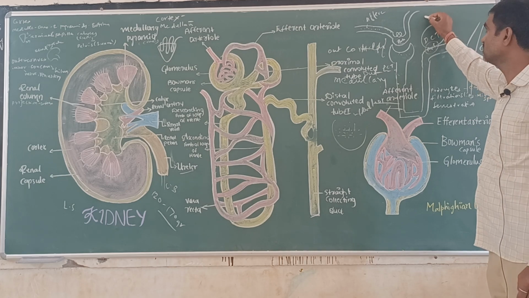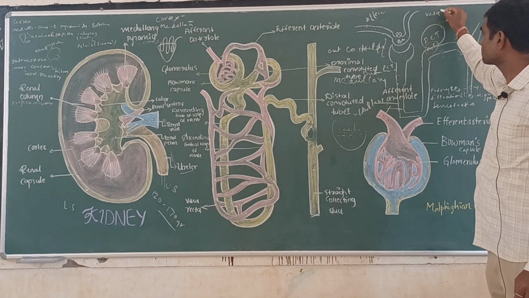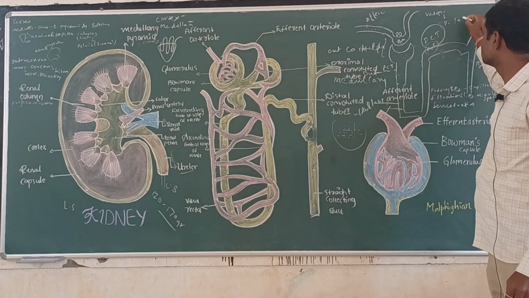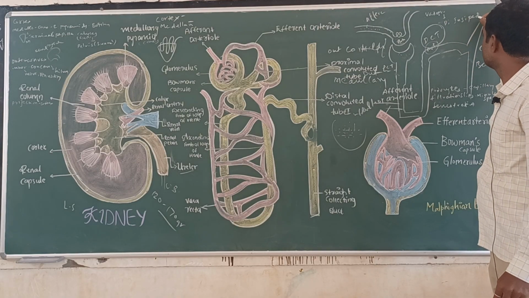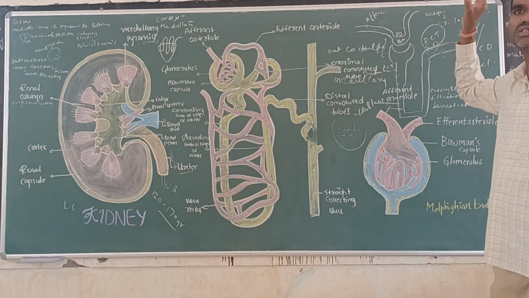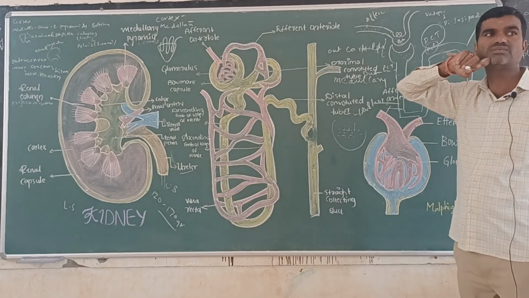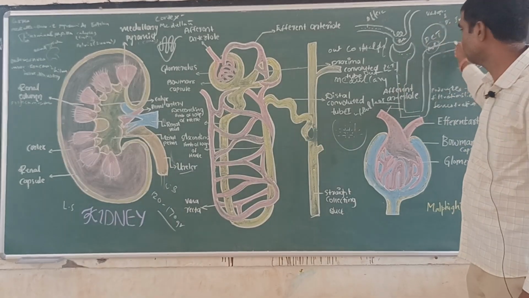Deficiency of vasopressin causes diabetes insipidus disease. Some electrolytes are maintaining balance here in the DCT. It is very important from the NEET and EAPCET point of view.